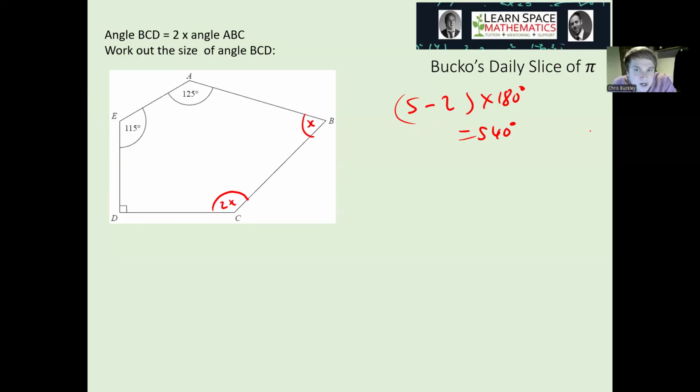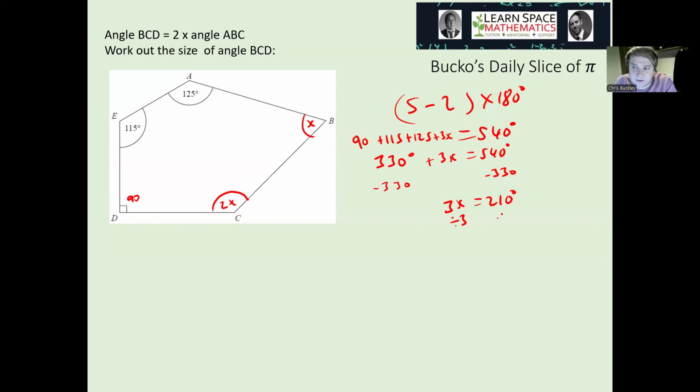But this is not a regular shape like the other ones were. These angles are not all the same. I need to add them up and form an equation. So 90, add 115, add 125, plus these 3 x's I've created, 2x and 1x, will equal 540. So I add that up, 330, add 3x equals 540. Take the 330 away, like you've done a million times before. 3x is 210, divide it by 3, and you get x is 70 degrees. So I now know that's 70, and I know that's 140 like it asked for in the question.